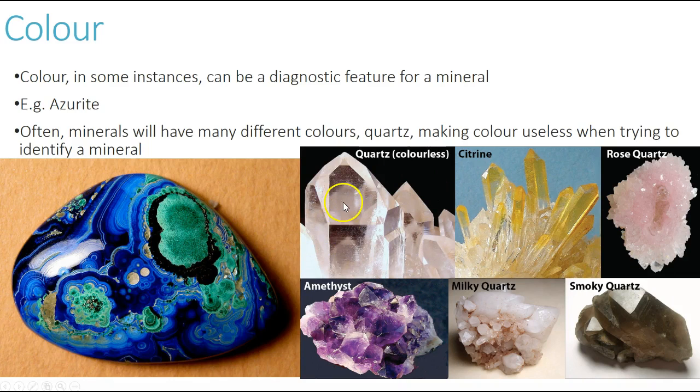We have the colorless quartz that is most common. However, we did have smoky quartz that you've seen in the sample. We've got rose quartz, we've got citrine, which is yellow quartz, we've got amethyst, which is purple quartz, and we've got milky quartz. So for quartz, color is not a diagnostic feature, but it is if we're looking at azurite or malachite. So not all of the diagnostic features that we're going to be looking at are relevant to every mineral.